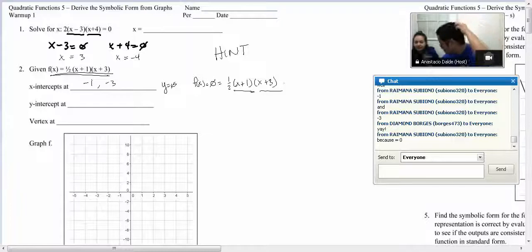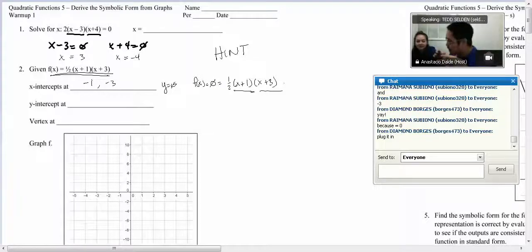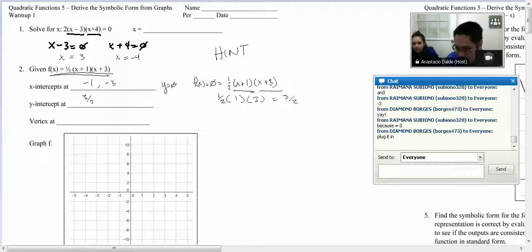It's your turn now. How do I find the y-intercept? Do you remember? Alright, I'm going to let you guys know. If I want to find the x-intercept, I'll set y equal to 0. The opposite: if I want to find the y-intercept, I should set x equal to 0. And plugging x equals 0 into this is very easy. 1/2 times 0 plus 1, which is 1, times 0 plus 3, which is 3. That's it. It's really just 3 halves. Are we coolios with that?